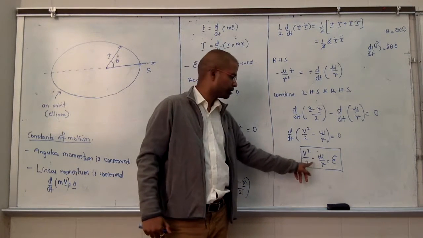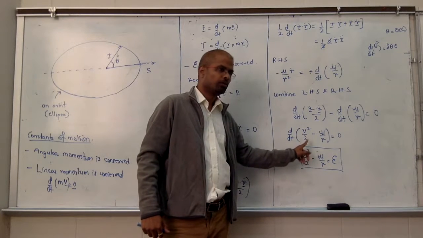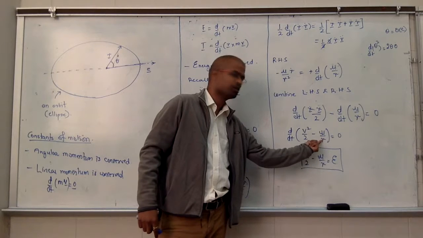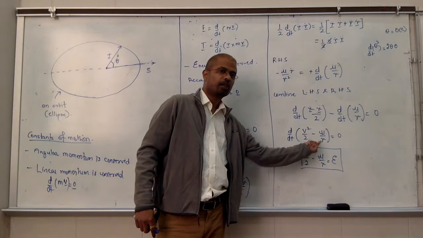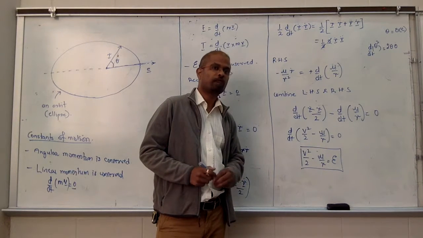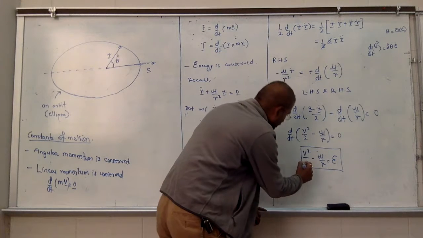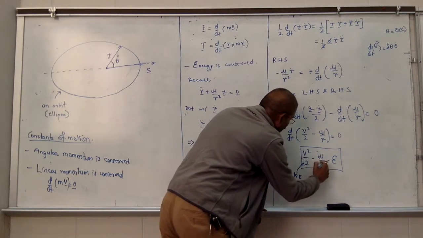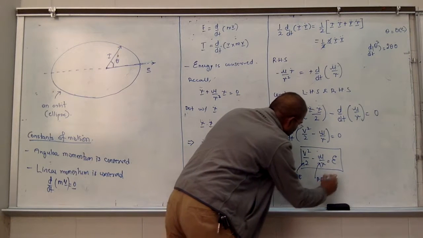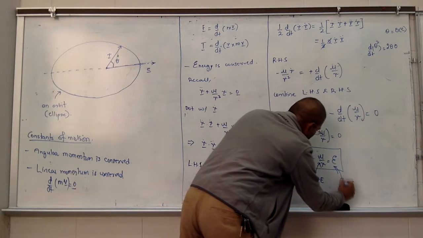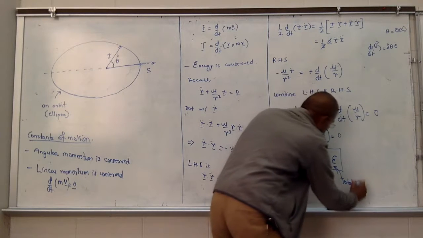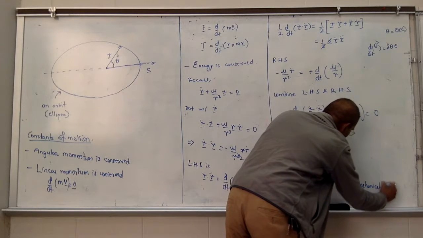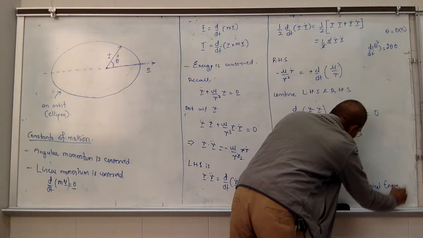So what it means is this epsilon is constant. Epsilon is the total energy, total mechanical energy. Okay, this here is kinetic energy. This is, and I'll explain to you why negative potential energy, and this is the total mechanical energy.